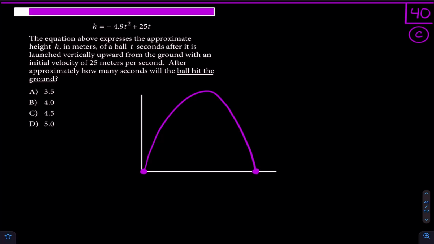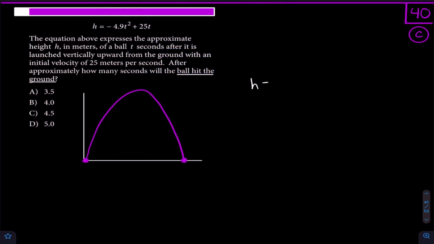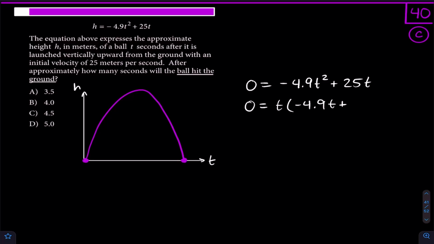So if we want to see after how many seconds the ball hit the ground, let's just calculate the distance between the zeros. And so how do we do that? Well, the quadratic itself is actually very easy to factor. So we want to set that h equal to 0 because that's what we're trying to find. This is the h-axis. This is the t-axis. And 0 is going to be equal to negative 4.9t squared plus 25t. So since both of these have a t in them, we can factor a t out and write this as t times negative 4.9t plus 25, since taking a t away from each term leaves just 25.